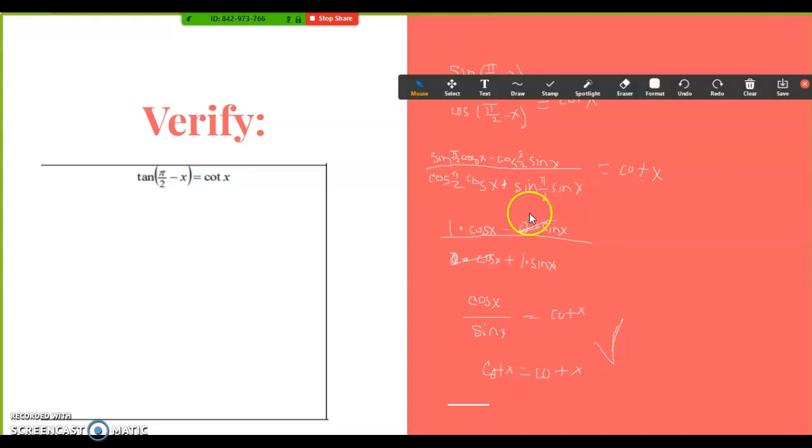Moving on, you're going to try these problems on your own. So good luck.